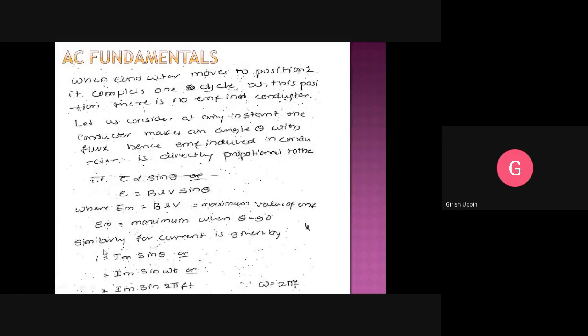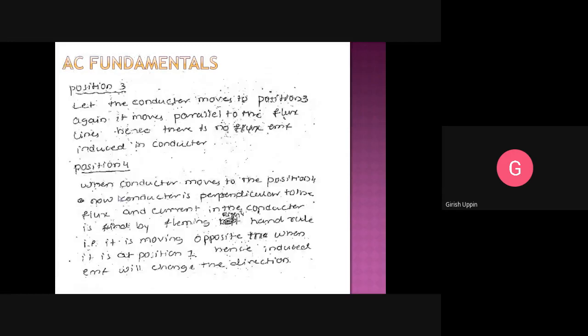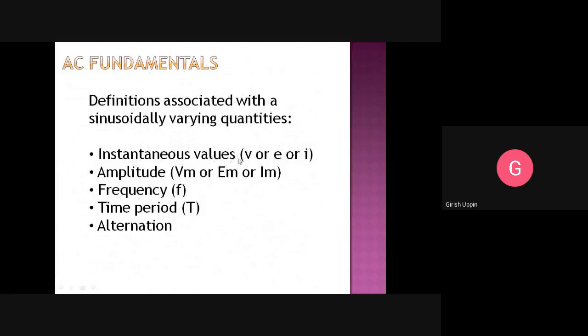In this case, if you consider this equation, i = Im sin omega t, at a particular time, what is the value of i? So this lowercase i, lowercase e, those are called the instantaneous values. Lowercase v or lowercase e for the instantaneous voltage, lowercase i for the instantaneous current. These are the values at those particular instants of time.